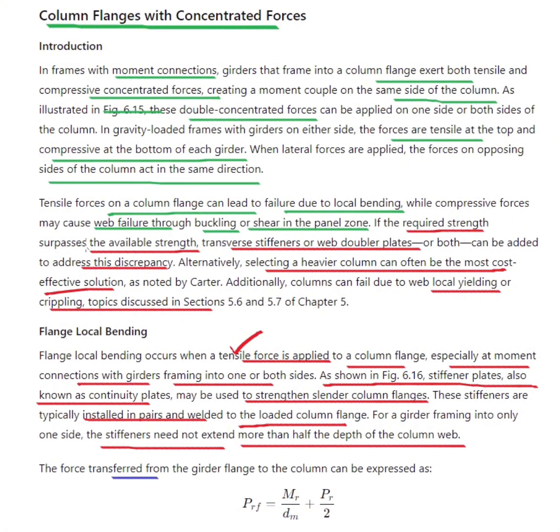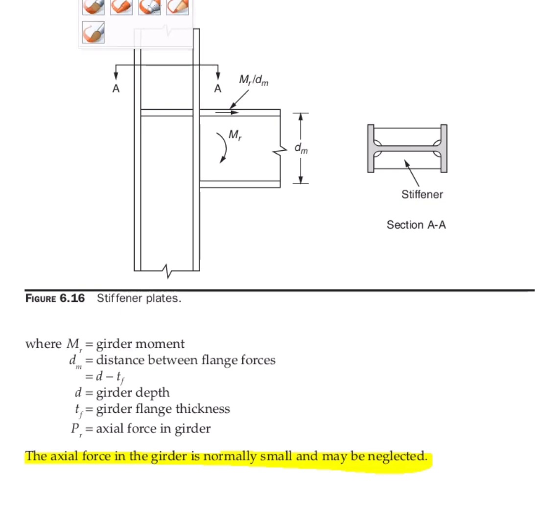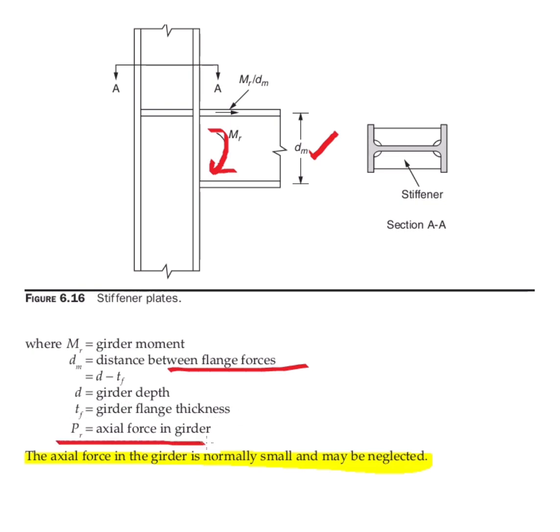So the force transferred from the girder flange to the column can be expressed as Mr divided by dm plus Pr by 2. Here we can see this is the moment Mr. dm is the distance between the flanges, that is the total depth minus the thickness of the flange. d is the girder depth. tf is the girder flange thickness. Pr is the axial force in the girder.